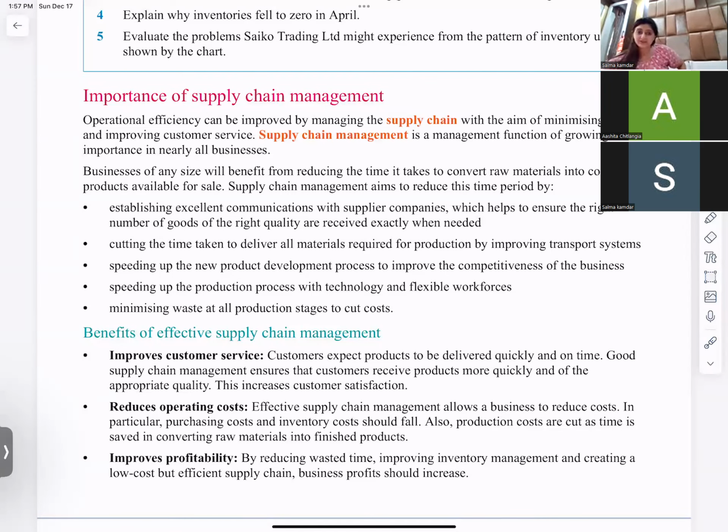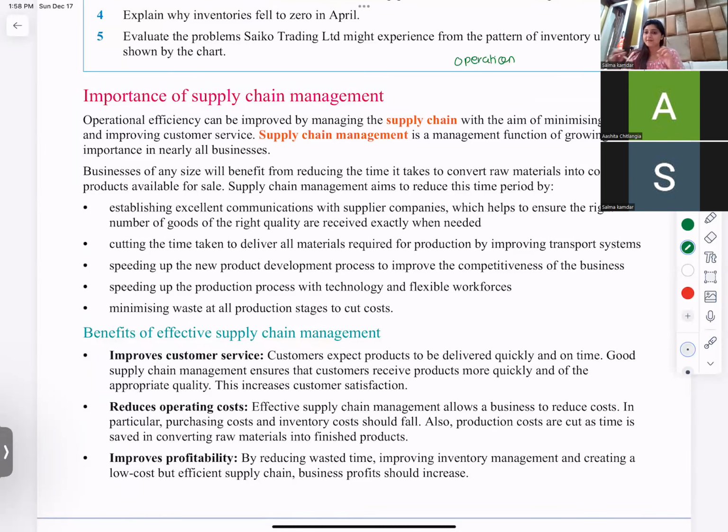What is supply chain management? Supply chain management is basically the work of your operation manager. Your operation manager is responsible for supplying goods to the customers, right? So he's going to manage the supply chain.